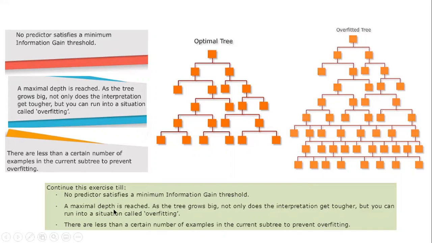Or there is a maximum depth that is reached. So I have defined, okay, maximum depth is 10. So it will do this branching till 10 levels. After that, it will stop. And there are less than a certain number of examples in the current subtree, to prevent overfitting. So if at this current state there are very few examples, like just 1 value here, 2 values here, 3 values here, then also we can stop, because there is no point. If you started with 10,000 values, and at a particular junction your division made the samples very few, there is no point of going further, because it is not adding any extra information.